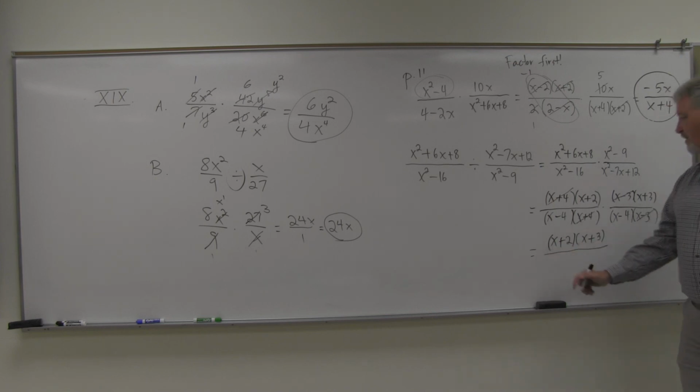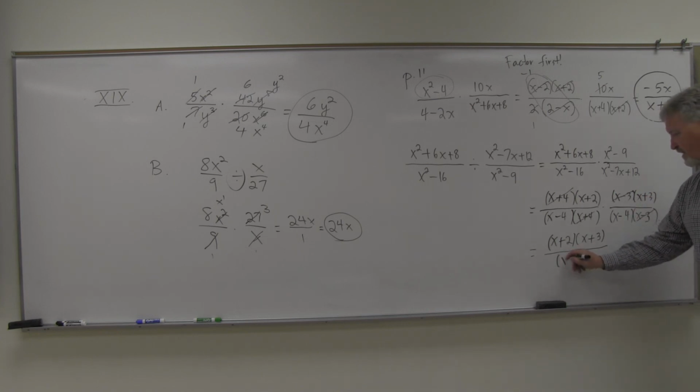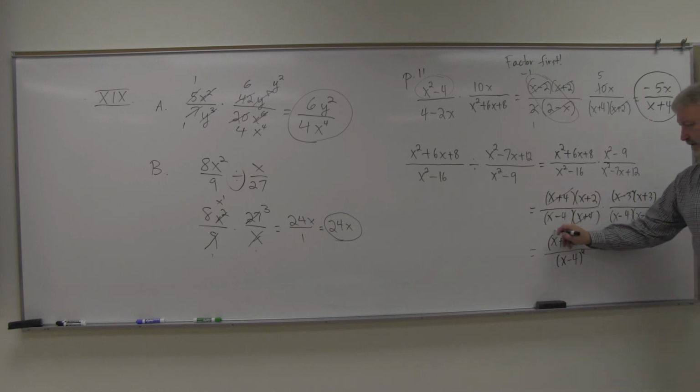That's it. We've got x plus 2 times x plus 3 on the top left. And then, on this one we got a choice. We've got x minus 4 times x minus 4, but we could write that as x minus 4 squared, just to make it more compact, I guess. If you wrote x minus 4 times x minus 4, that would be okay.